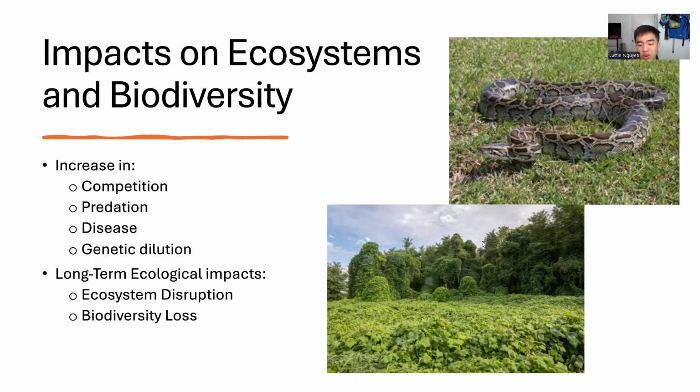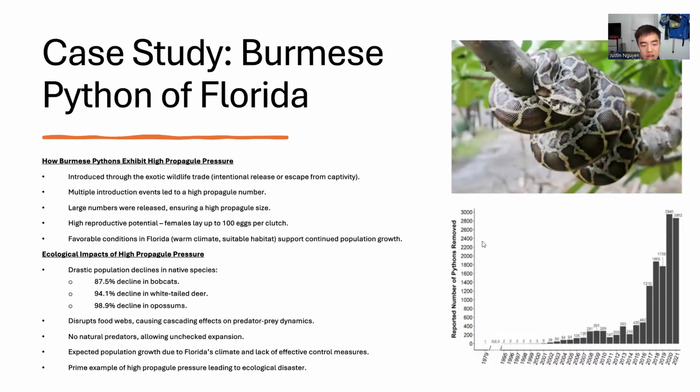So we'll be looking at two individual case studies of very popular invasive species of Florida, the Burmese python and the kudzu. A classic case study of high propagule pressure is the Burmese python. The pythons were introduced through the exotic wildlife trade, either through intentional release and/or escape from captivity. They were introduced in large numbers across multiple events. Their propagule size and number were high.